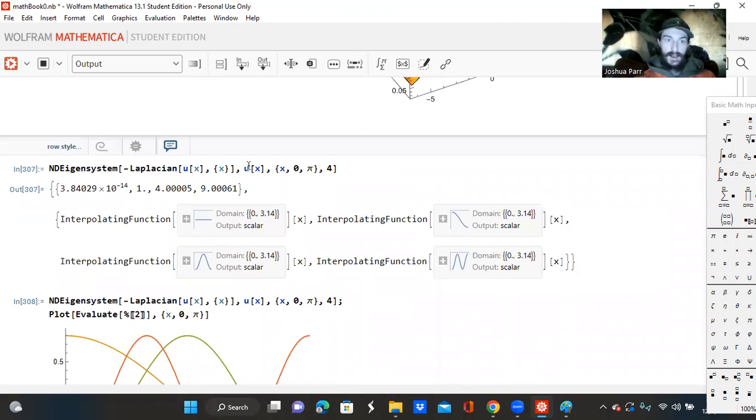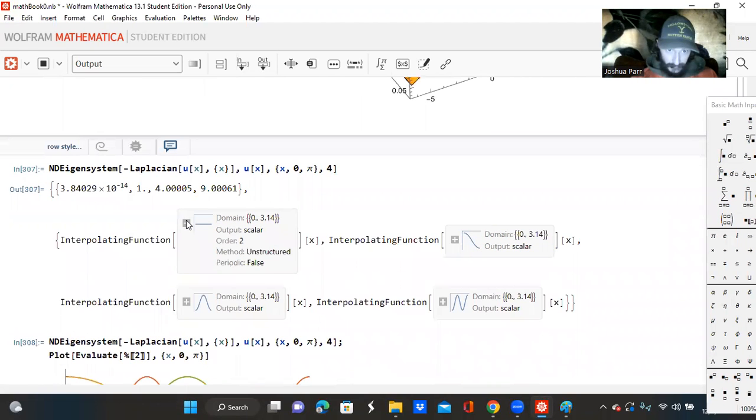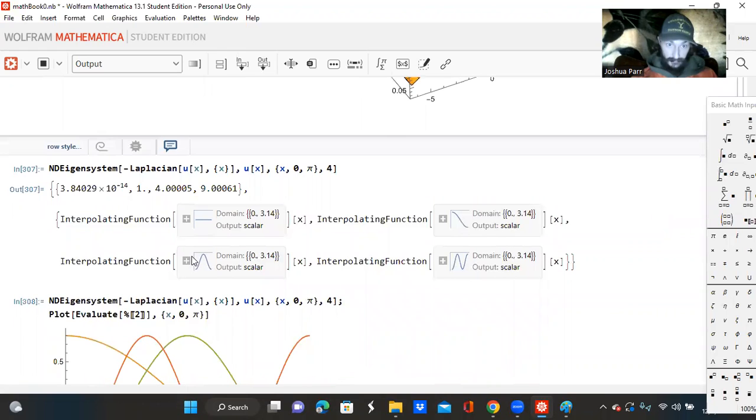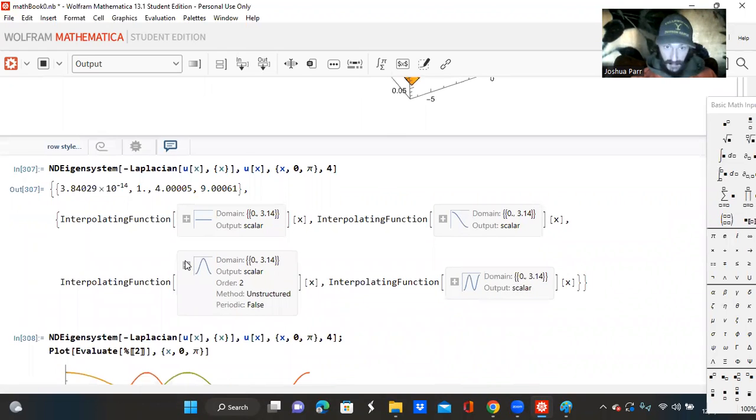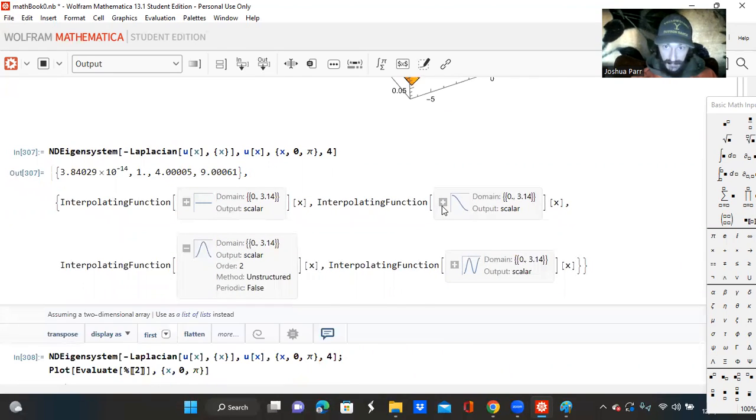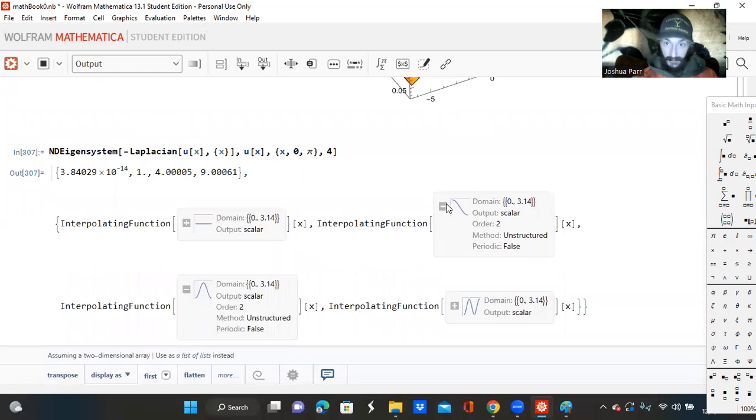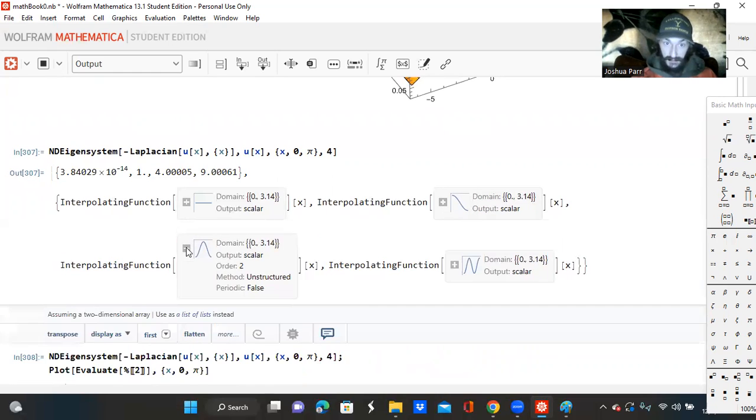So here I'm doing an NDEigensystem of the Laplacian of U of X, over 0 to pi, scalar. Interpolating functions. That one's a second order. That one's a second order. Second order.